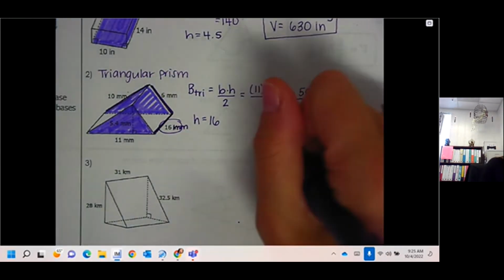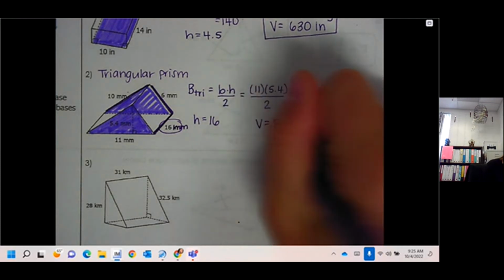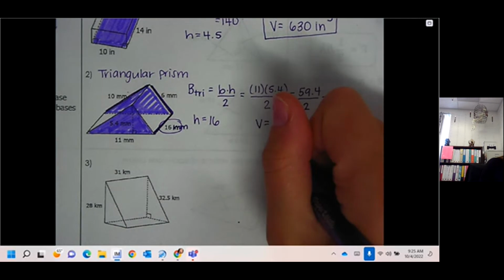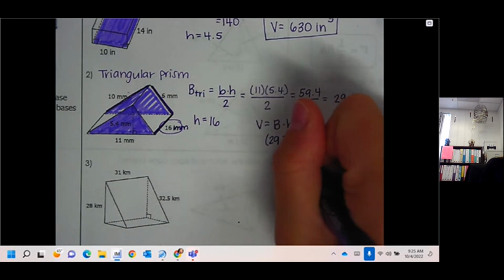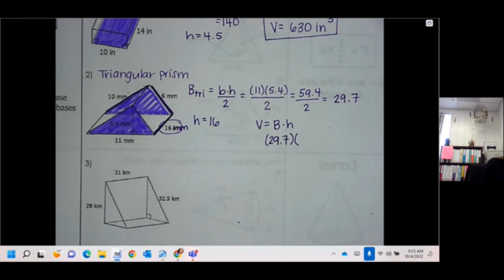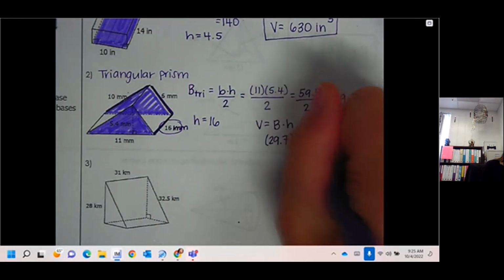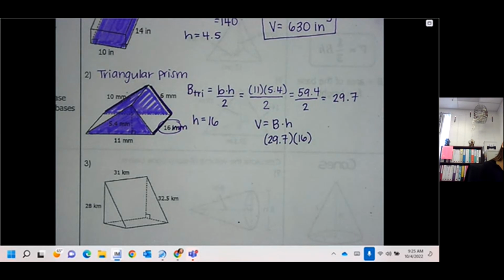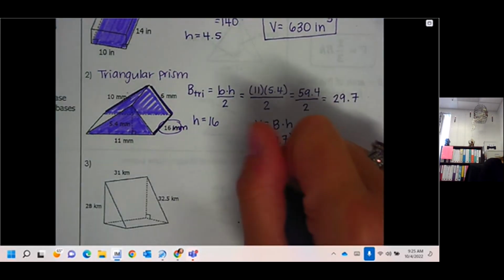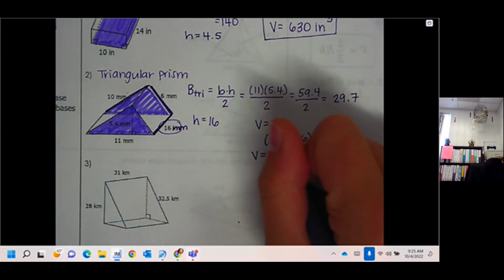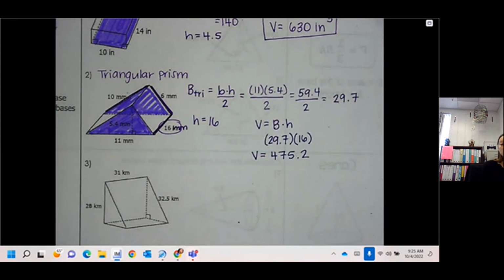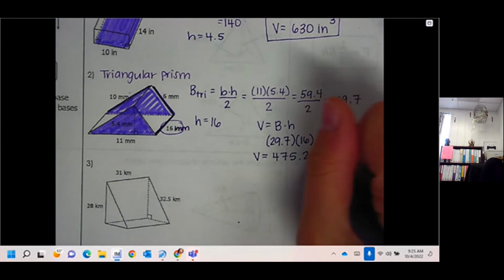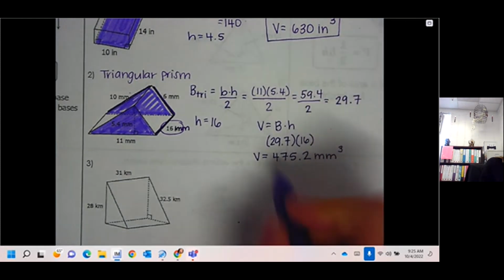So final step, volume equals B times H. My big B we solved was 29.7, and my height of the whole prism is 16. So when I multiply those together, what do I get? Someone tell me. And what should, bless you, what should I label it as? Millimeters cubed. Perfect.